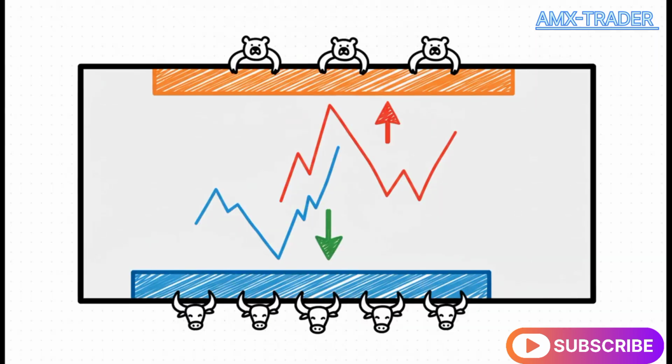So it really all boils down to this one simple metaphor. Support is the floor, that's where the buyers are in charge. Resistance is the ceiling, and that's where the sellers take over. If you can just remember those 2 ideas, floor and ceiling, you'll be able to instantly get a read on what's happening on pretty much any chart you look at.